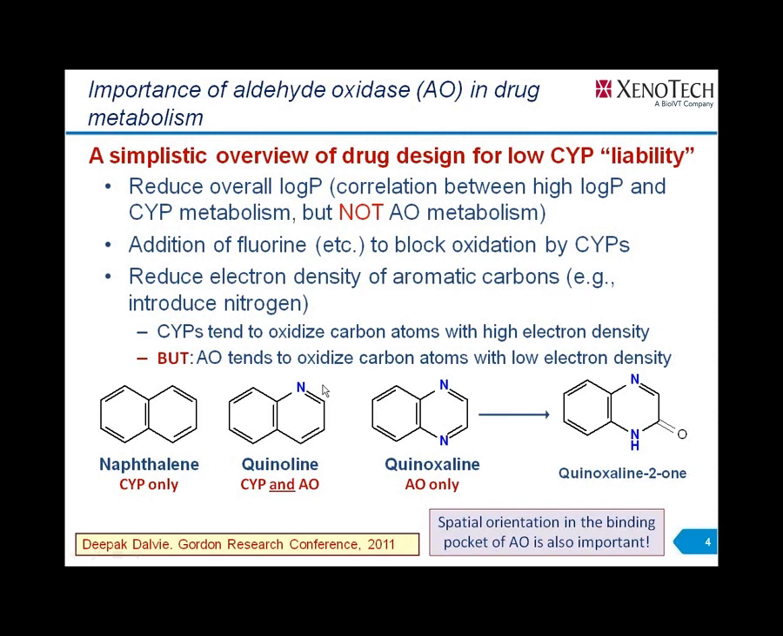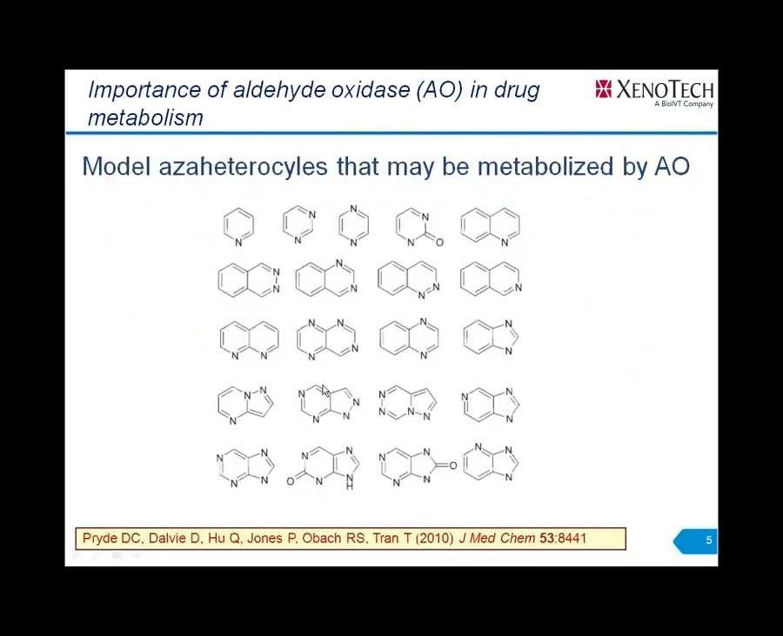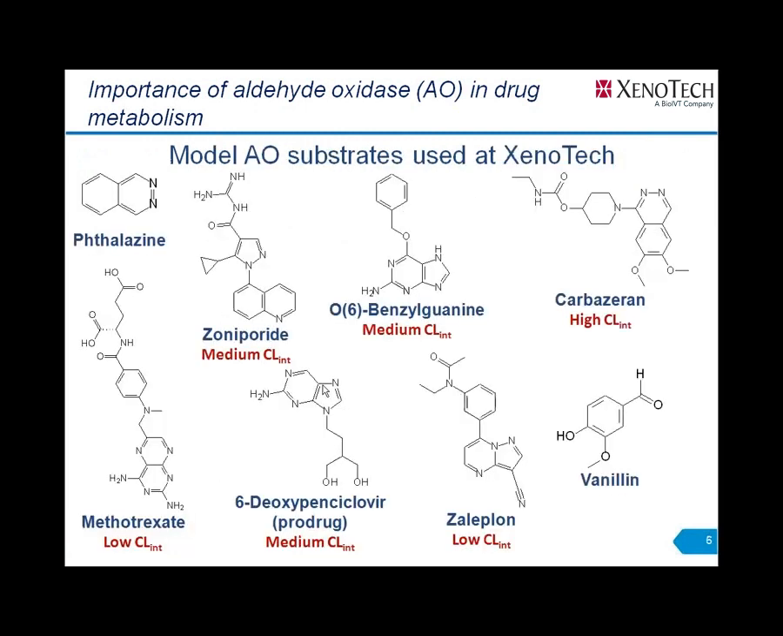So these rules are not absolute, but they are general, and allow you to look further into which compounds would be metabolized by aldehyde oxidase. So this again is from another review paper coming out of Pfizer, where they have a list of model azoheterocycles that may be metabolized by aldehyde oxidase. It's a nice graphic to look at when you're looking at the potential for your drug to be metabolized by aldehyde oxidase. If you have one of these moieties in an exposed area of the molecule, you might possibly see aldehyde oxidase metabolism.